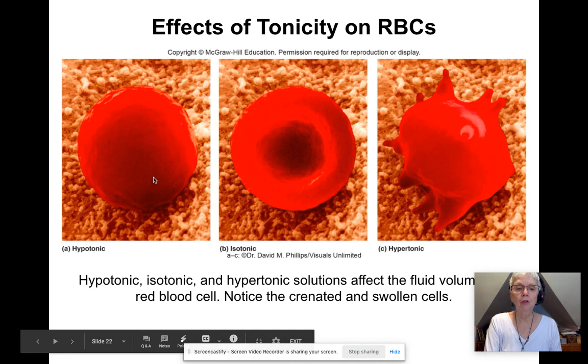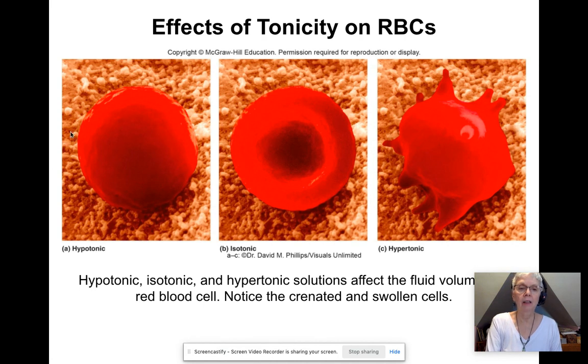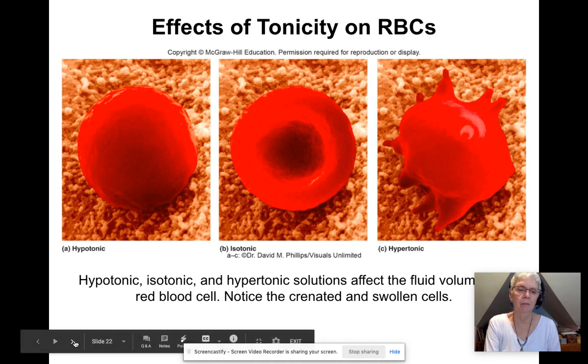So here's a picture of a hypotonic red blood cell. Here's a hypertonic red blood cell. And here's an isotonic red blood cell. You'll notice this one's very large because it's swollen up with water. You'll notice with the hypertonic, it's crenated because it is losing water quickly. And you'll notice with the isotonic, this is what a red blood cell normally looks like.